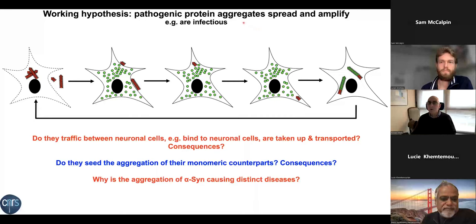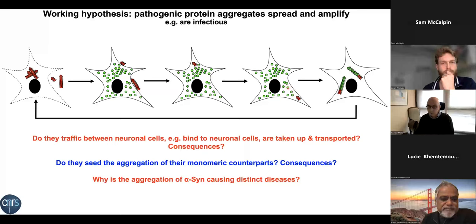In other words, they have prion-like properties. In other words, they are infectious. So this is schematized here. These aggregates form in a cell. They can be released actively or passively, passively meaning when the cell dies. They bind to other cells, reach the cytosol, are transported and eventually amplified by recruiting the endogenous protein, represented here by these green spheres.